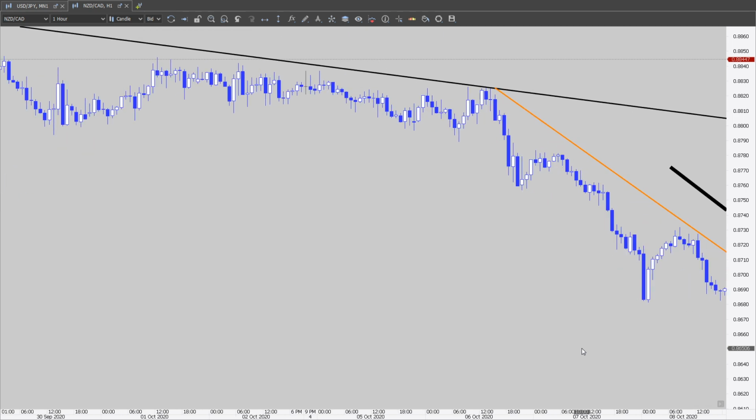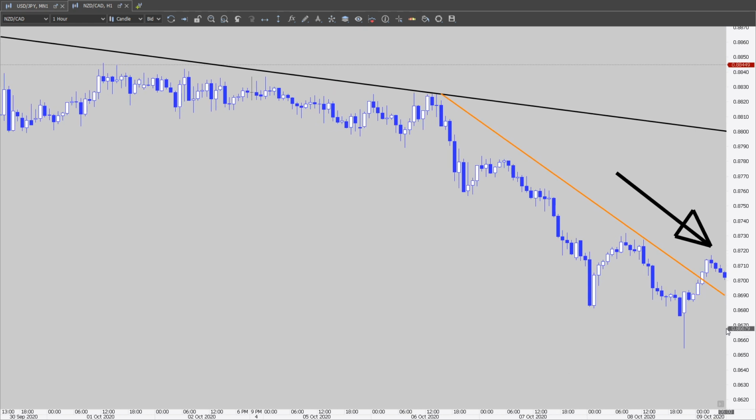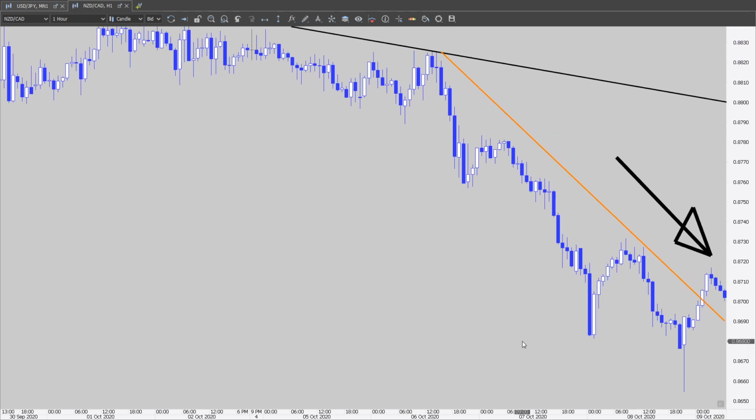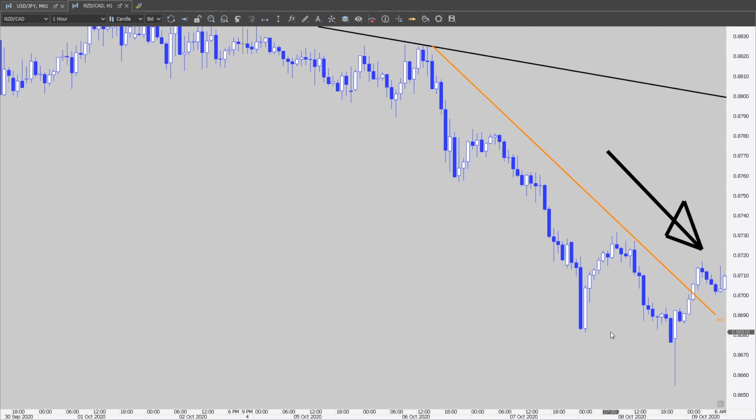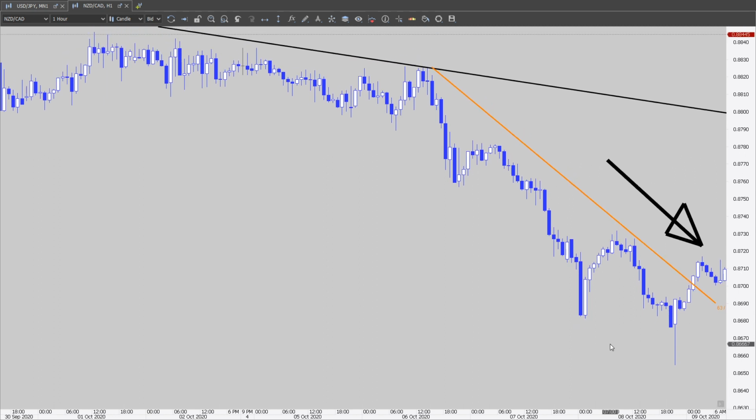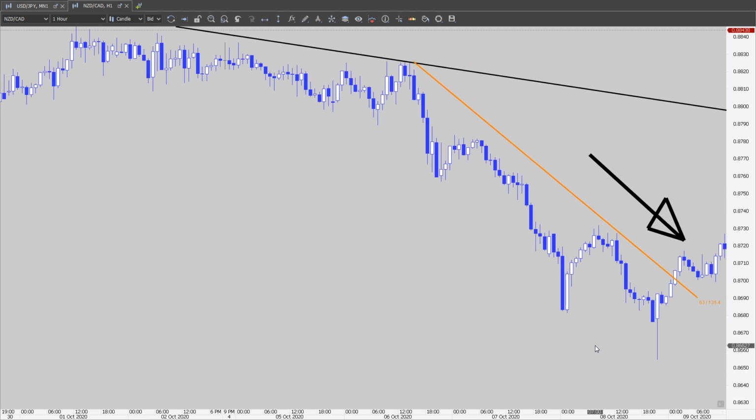We are here. NZD 1 hour chart. This was the chart a few weeks ago, October 22. So should we go long or should we go short? Or should we stay out? What should we do? Remember, there is no right or wrong. We are talking about probabilities, right?